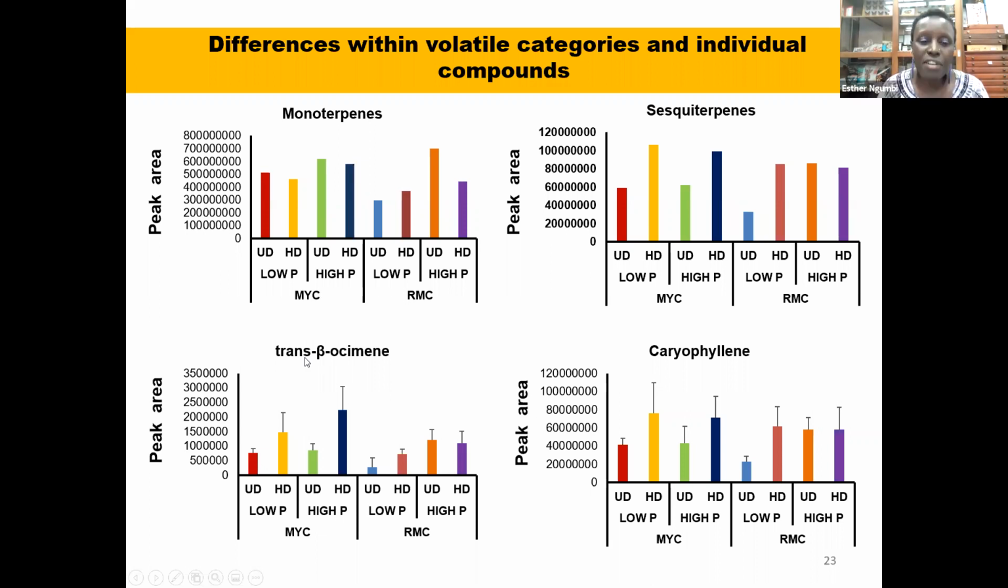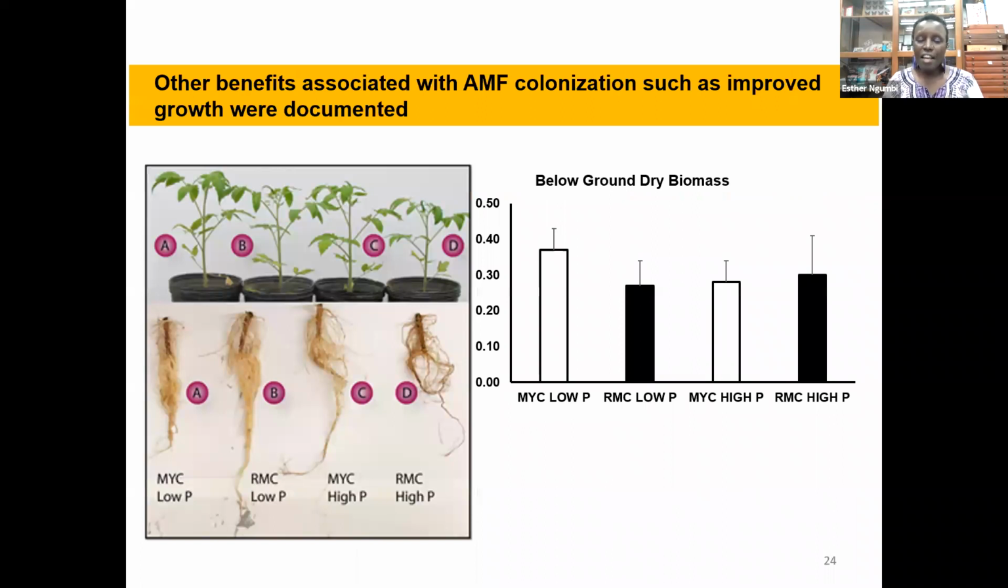And here I show trans-beta-ocimene, one of the compounds that in the literature has been shown, once it's emitted, to attract other natural enemies that can then attack the caterpillars and reduce the insect density as well as the insect damage in the plants. And we also see that in caryophyllene, which is an induced volatile. So we were able to see differences in volatile compounds, and that soil fertility is impacting plant chemistry.